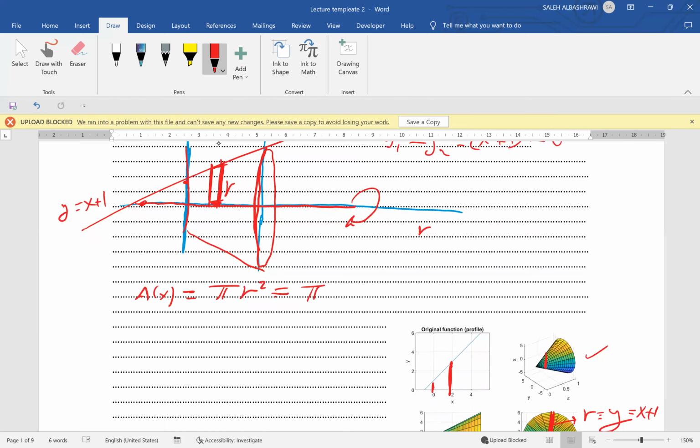So the volume is given by the integral with limits from 0 to 1, given in the problem, of A(x) dx, that is equal to the integral from 0 to 1 of pi (x plus 1) squared dx, or we can put pi outside the integration from 0 to 2, not 1. Given 2, not 1. This is 2.